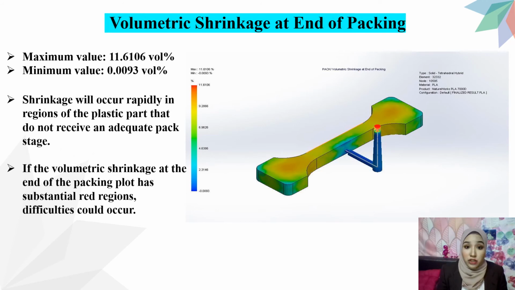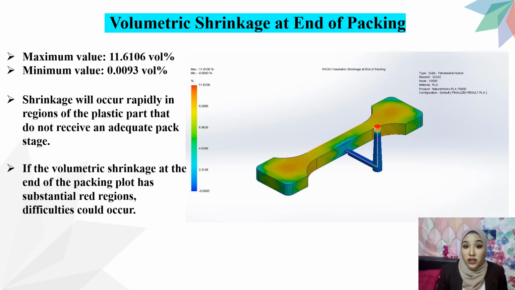The volumetric shrinkage at end of packing. The maximum volumetric shrinkage occurs at the orangish to the yellowish region of the dot-bond part model with a value of 11.6106 volume percent and the minimum value of 0.0093% at the blue region.